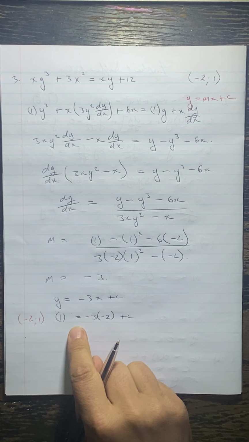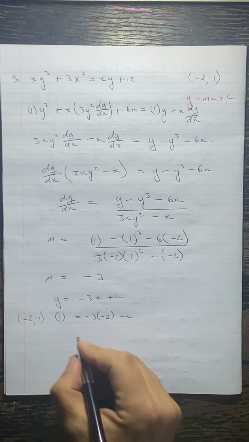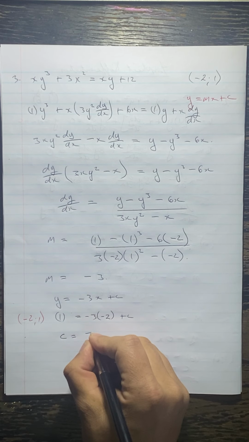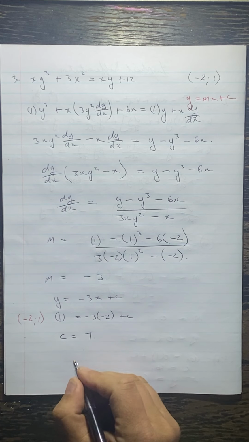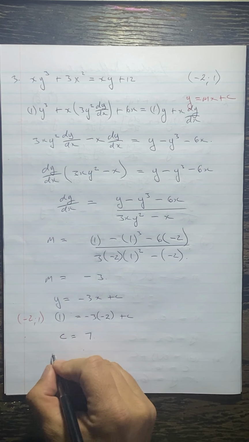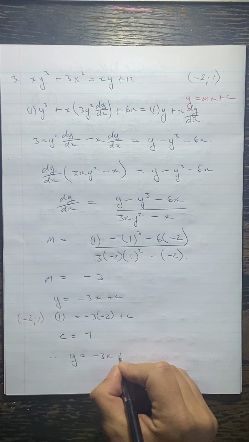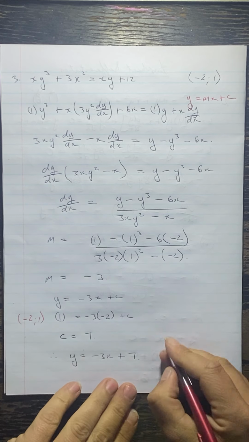Take it to the other side, we get 6, we get 7. Okay, so therefore y is equal to minus 3x plus 7. Okay, and just remember that this is the gradient for the tangent.